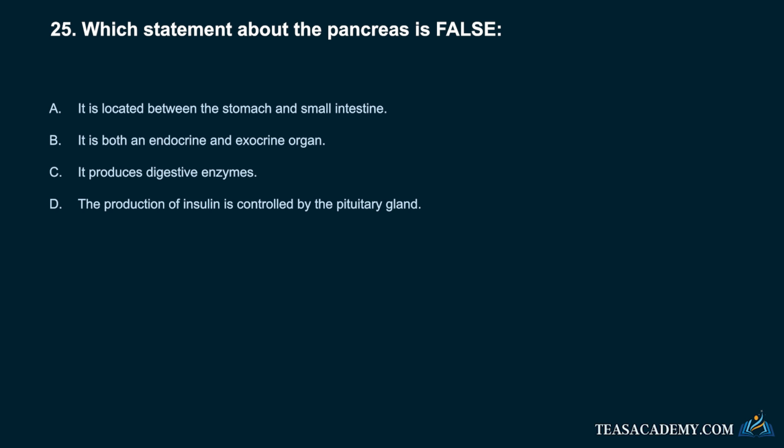25. Which statement about the pancreas is false? A. It is located between the stomach and small intestine. B. It is both an endocrine and exocrine organ. C. It produces digestive enzymes. D. The production of insulin is controlled by the pituitary gland. Correct answer, D. The production of insulin is controlled by the pituitary gland.